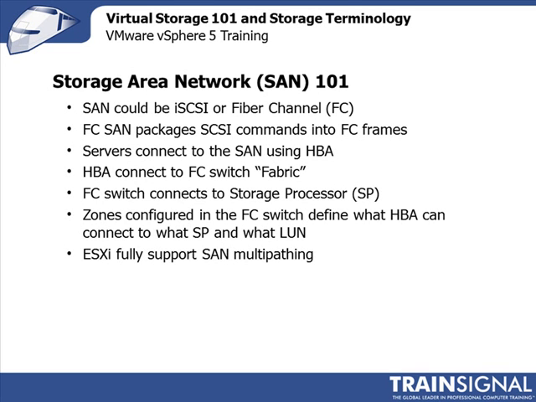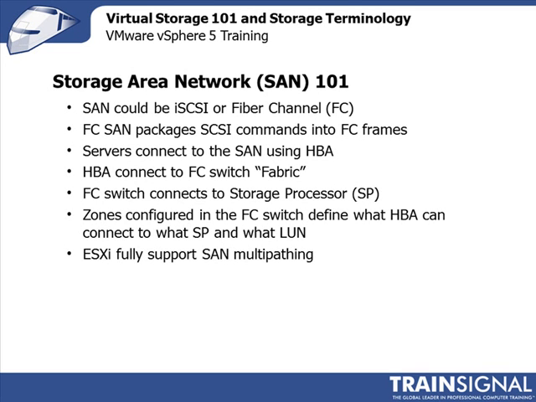HBA connects to a Fiber Channel switch. The Fiber Channel switch is typically known as the fabric. The Fiber Channel switch connects to a storage processor. I'm going to have a graph here that shows you how each of those different components connect together, but I just want to give you some quick one-liners here. Zones are configured in the Fiber Channel switch, and define which HBA can connect to what storage processor and to which LUN.